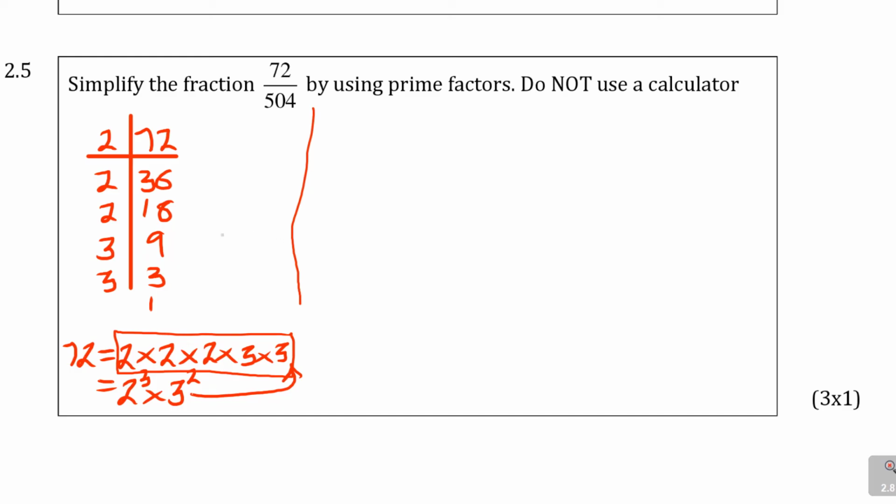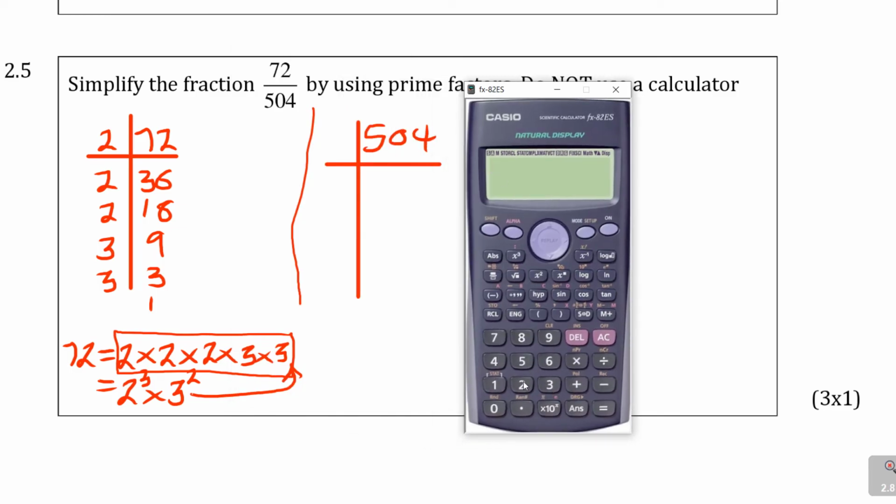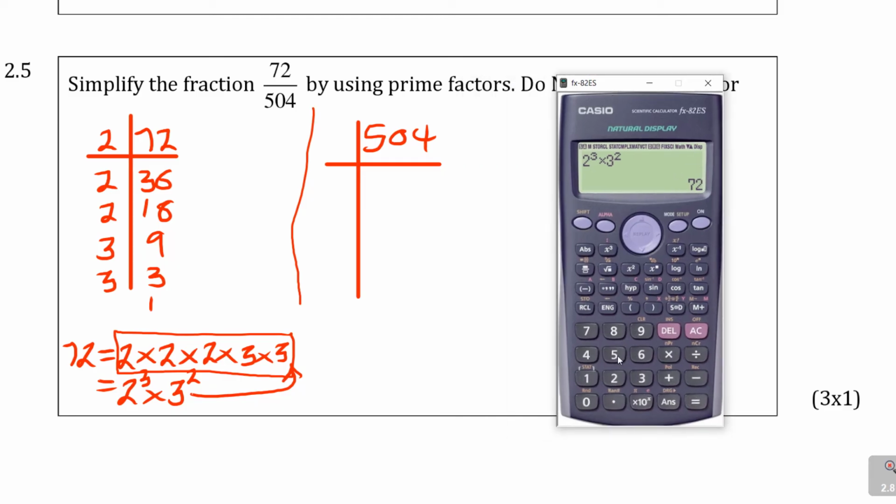Now let's look at the next one. The next one is 504. But remember, you always need to test. Check your answers to see if you are correct. Don't be too confident that your answer is right without testing. What I mean is, say 2 to the power of 3 times 3 to the power of 2. Check that it gives you that. Now let's start with this one.